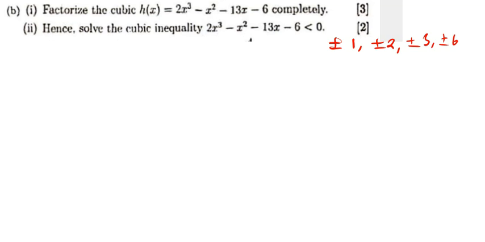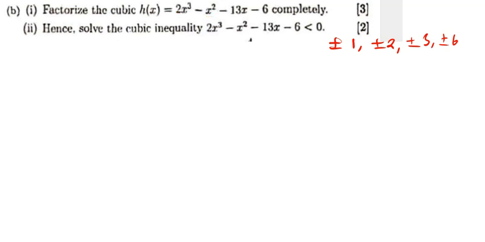Now let us do this, guys. I'll start with positive 1. If I try positive 1, I do not think it's going to give me 0, because this is going to be 1 minus 1 minus 13 minus 6, and that is not 0. Already it has failed. If I try negative 1, it is going to fail too, because this is still going to be negative. It's not going to give us 0.